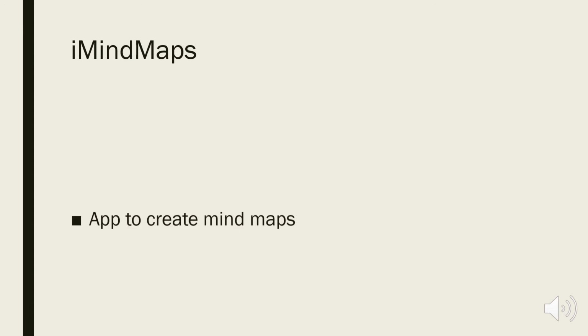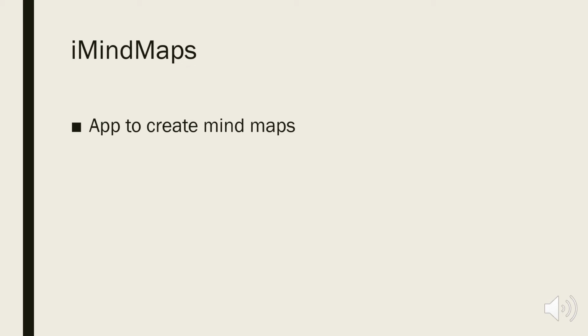So the app that I chose is iMindMaps, and it's an app that lets you create mind maps, which if you haven't used much, they're used a lot for pre-writing in English classes, and it's just this web of bubbles and shapes that have notes scribbled in them and everything's connected somehow, and it's just a great way to get your ideas down on paper.